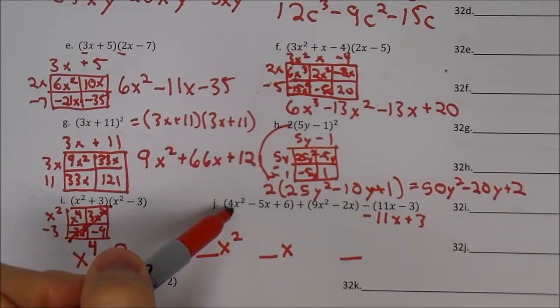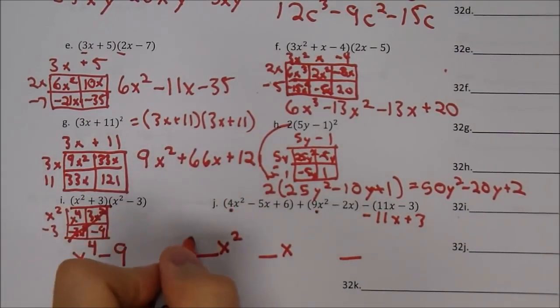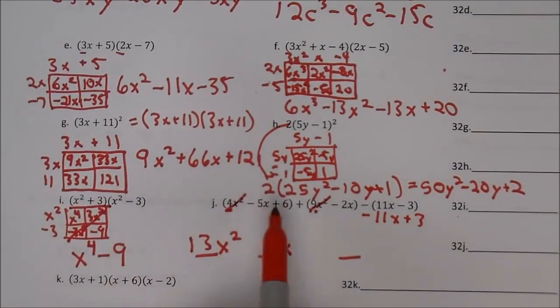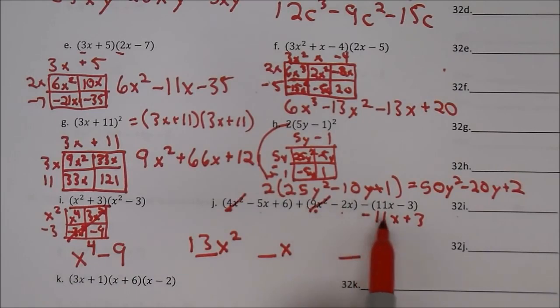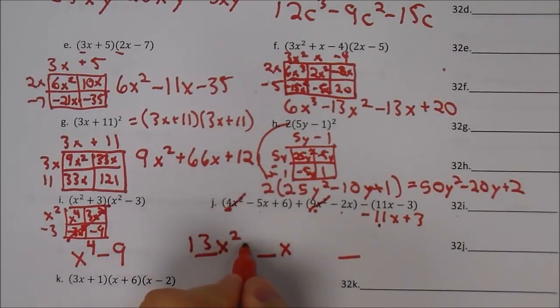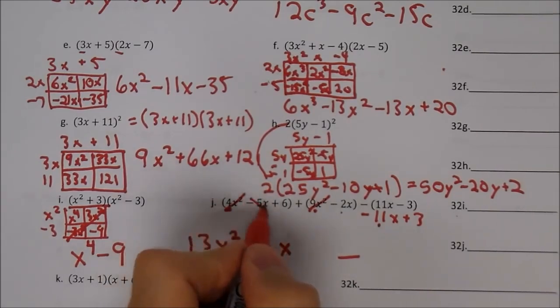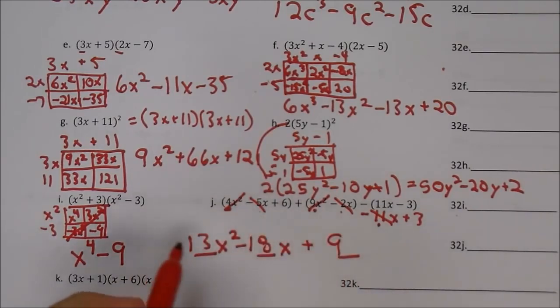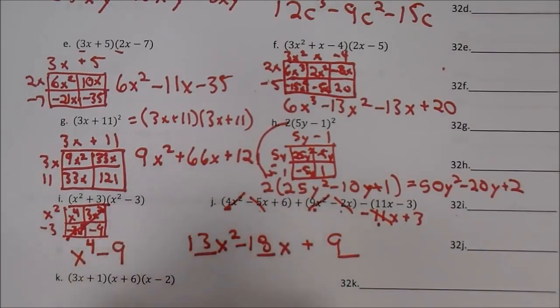So I have 4x squared and 9x squared, so that gives me 13x squared. I'm going to cross those out. Now I have negative 5, negative 2, and negative 11, and that looks like a negative 18. Cross those out. I'm left with 6 and 3 is a 9, so my answer is 13x squared minus 18x plus 9.